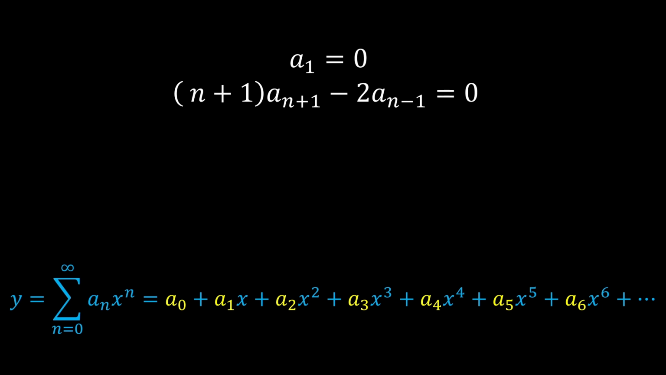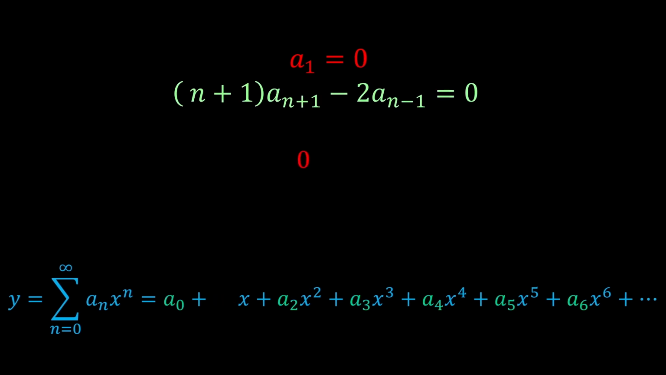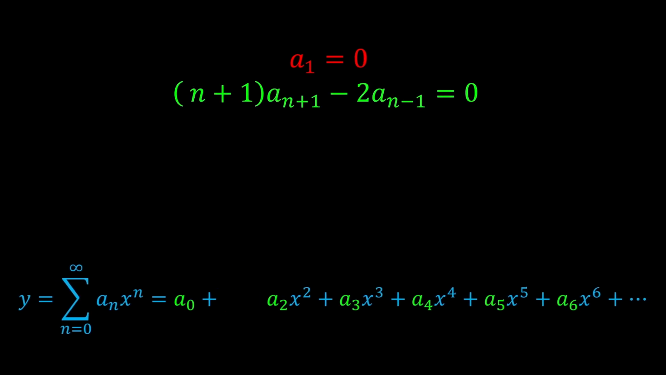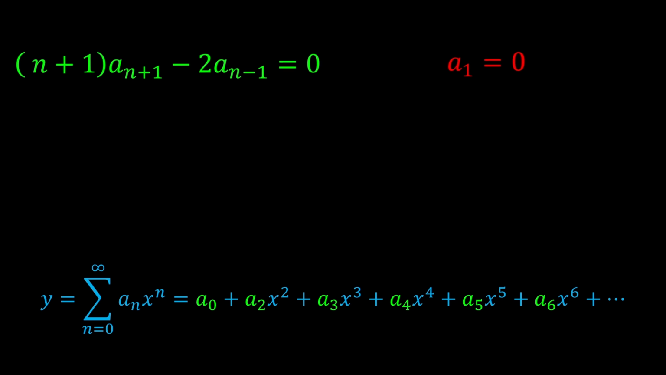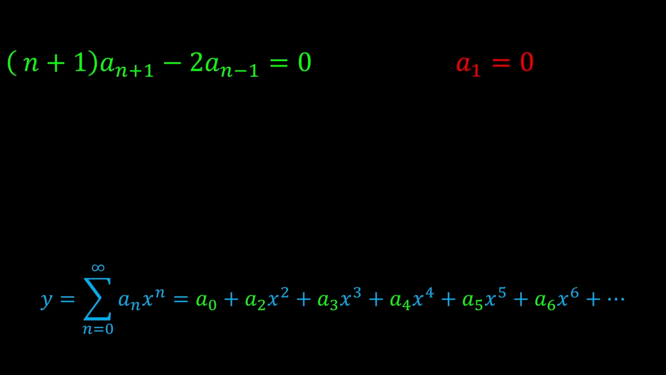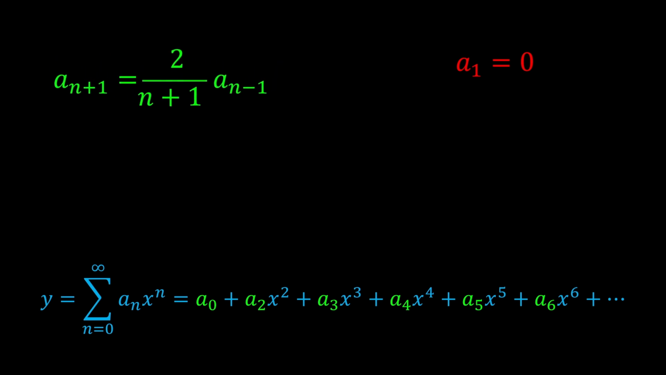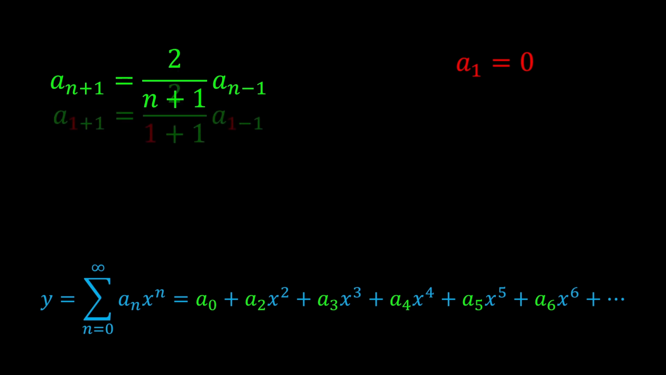And we see from our analysis thus far, we already have a value for a1, which is just 0, from our first equation. The remaining coefficients can be determined by the second equation. So how can we use the second equation to determine the rest of the coefficients? We can isolate a sub n plus 1 and plug in values for n to obtain relations for each of the remaining coefficients. We could pick a value for n. Let's pick n equals 1.